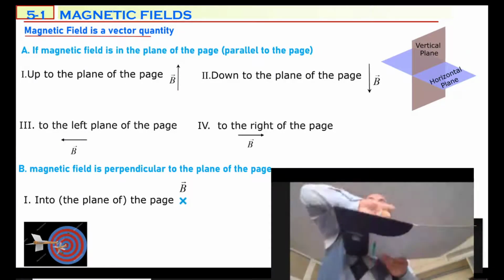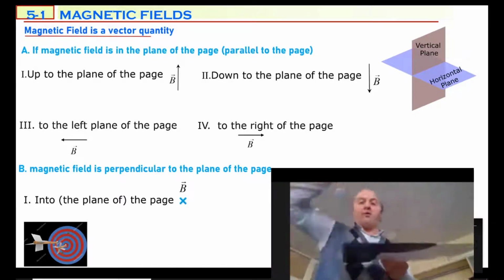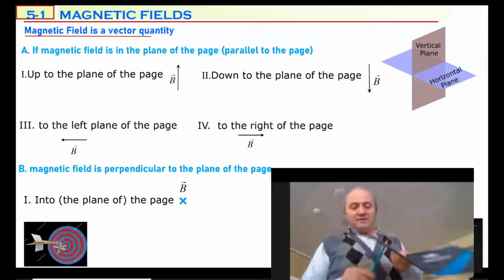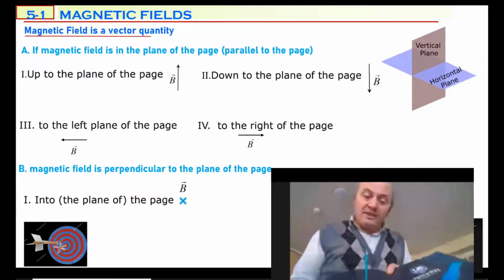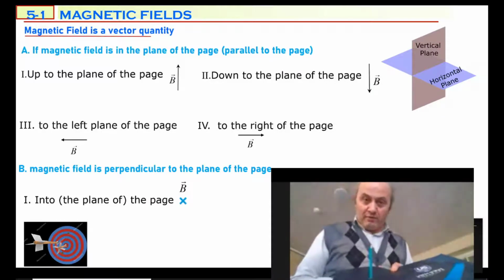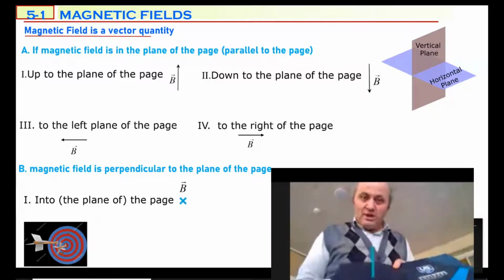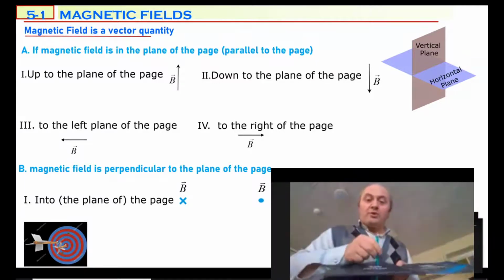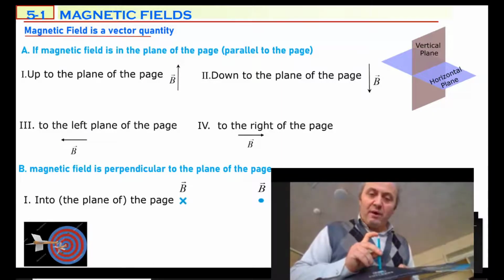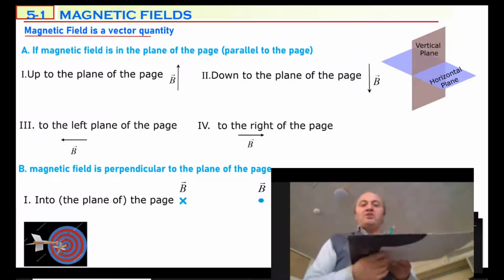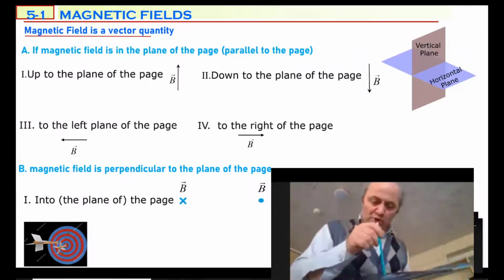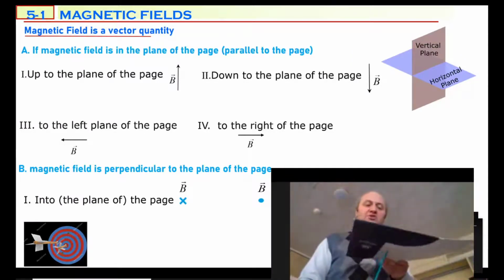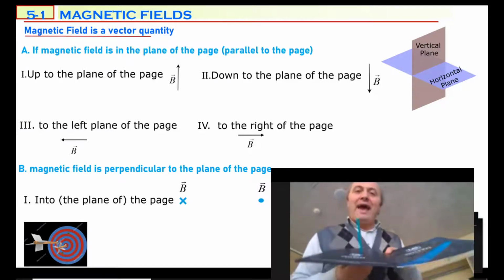However, if the magnetic field is coming out like this, now I will enter from here. Now I am seeing the tip of the arrow, the tip of the pen. So if it is out of the page in that direction, this is a dot. I only see the tip of the arrow, so it looks like a dot. So into the page is represented by a cross, but out of the page is represented by a dot.